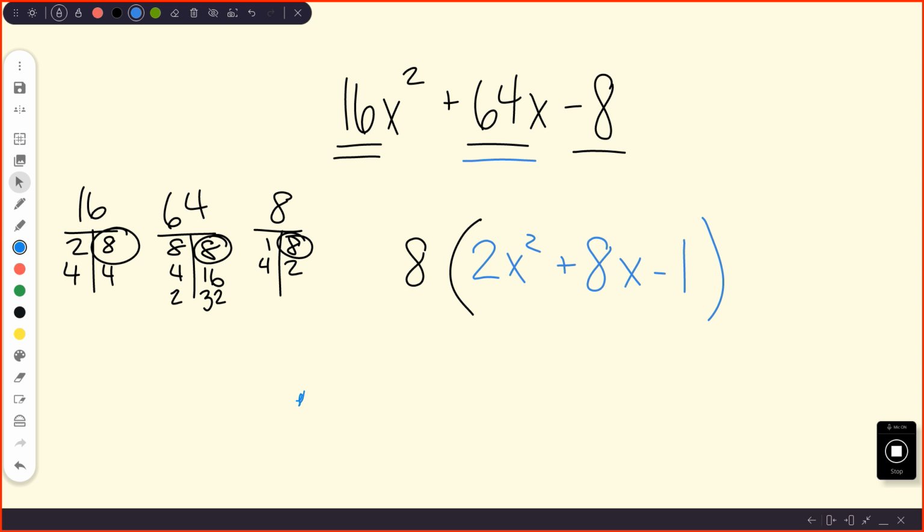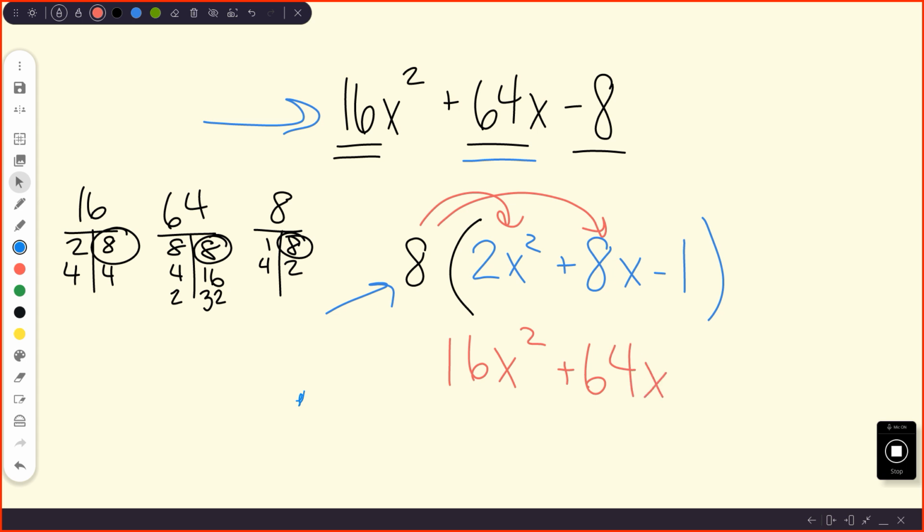Would you say this expression and that expression are equivalent? So you're telling me we could multiply that out. So 8 times 2x squared is what? 16x squared. What about 8 times 8x? What about 8 times negative 1? So it's kind of like you're distributing it. I'm simplifying it back down.